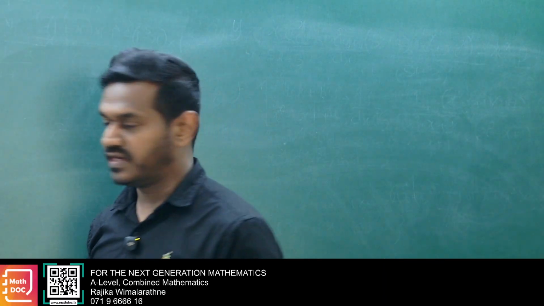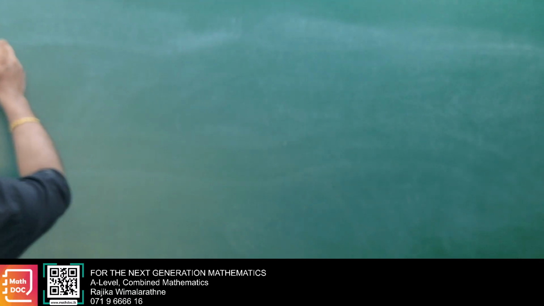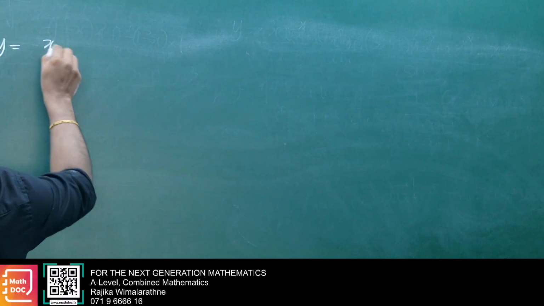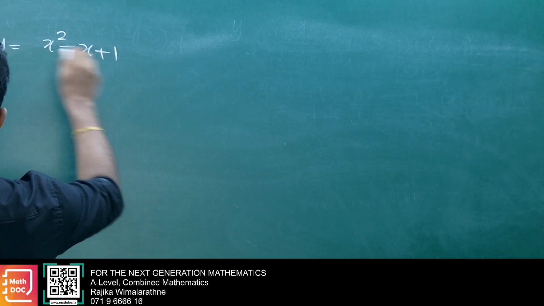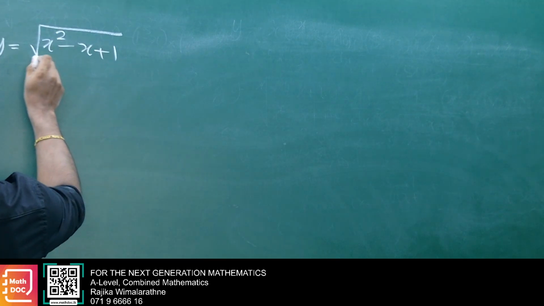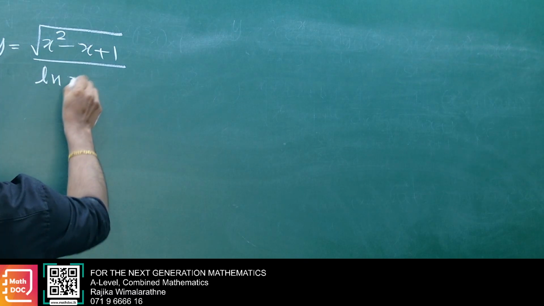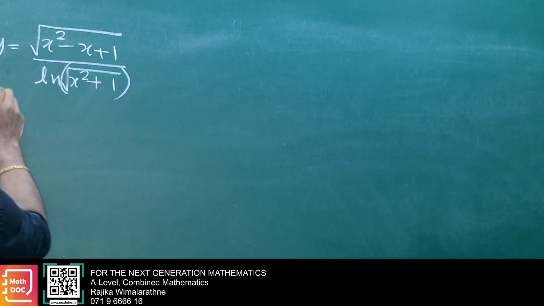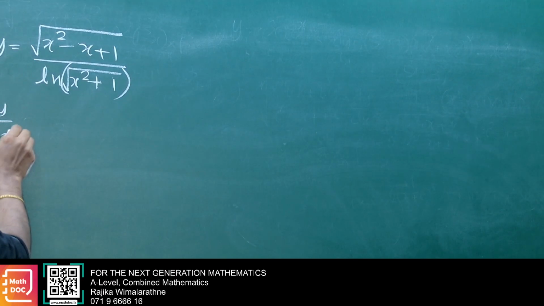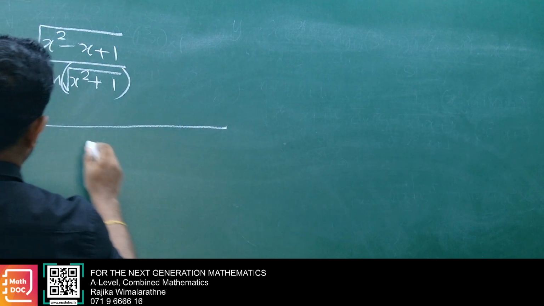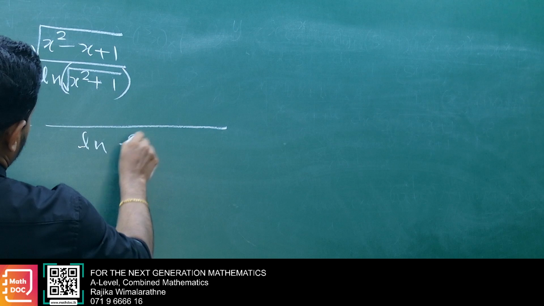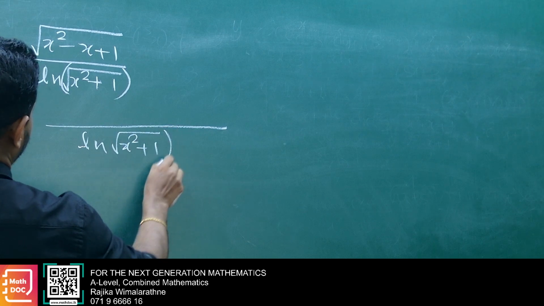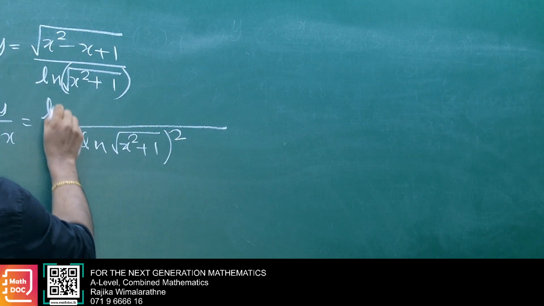Then the last one. Square root of x square minus x plus 1 over square root of ln of x square plus 1. Division, so the denominator square is square root of ln of x square plus 1 to the power 2.